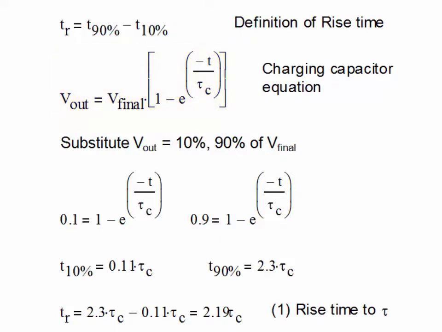That allows us to write an equation for Vout based on the standard charging capacitor equation. We ultimately want to solve for time, so we can say that at the times we're interested in, Vout is equal to 10% and 90% of V final. We can now solve these two equations for time and substitute them back into the original rise time definition, resulting in the equation T sub r equals 2.19 times tau.